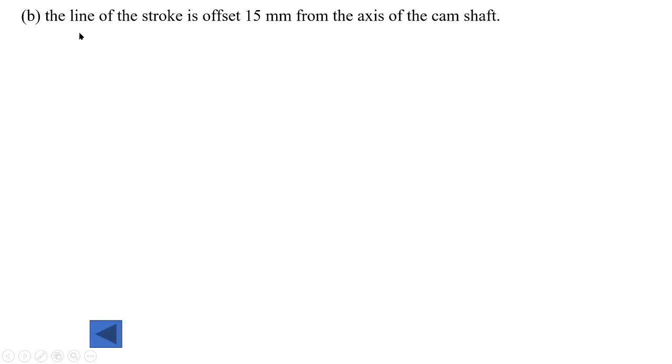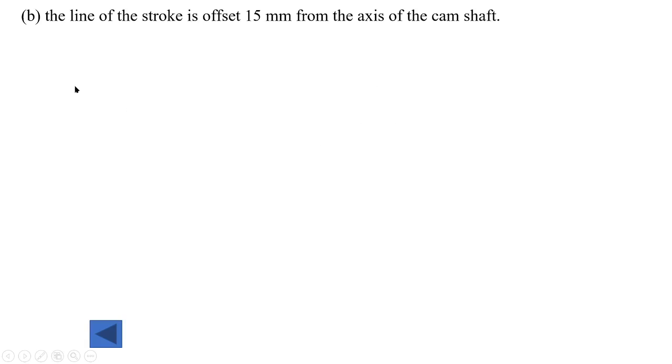So let us consider the second case, when the line of stroke is offset 15 millimeter from the axis of the camshaft. In the previous case, the line of stroke was passing through the center of the camshaft. So in this case the line of stroke is offset 15 millimeter from the axis of the camshaft.